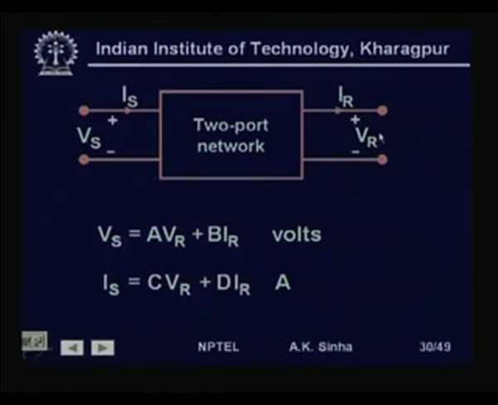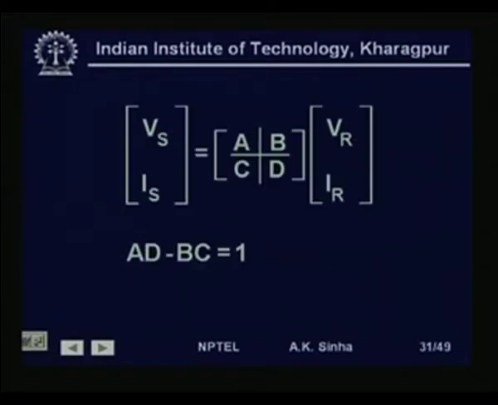Now, this can be represented as V s is equal to A V r plus B I r volts and I s is equal to C V r plus D I r. That is, we can represent this two port network in terms of ABCD parameters. We can write this as V s, I s is equal to ABCD times V r, I r, and one of the properties of these ABCD parameters is AD minus BC is equal to 1.